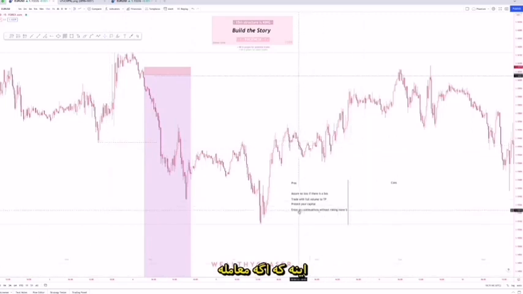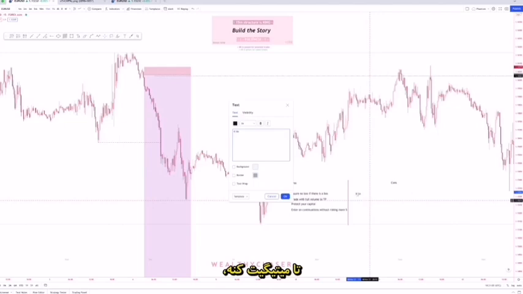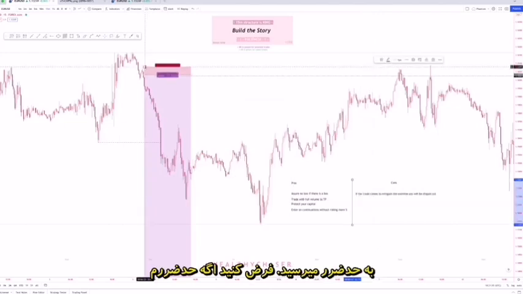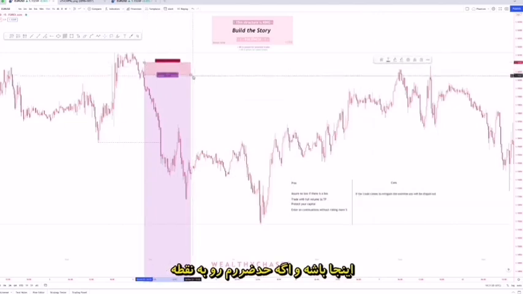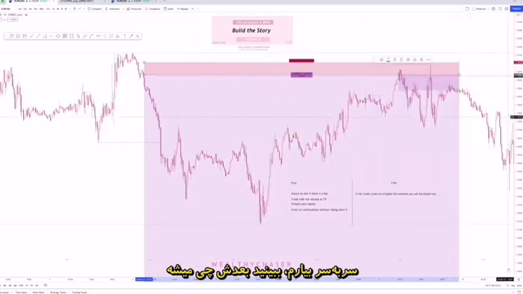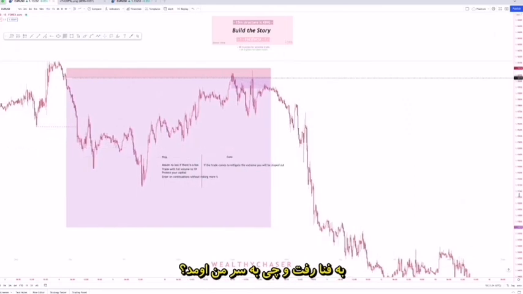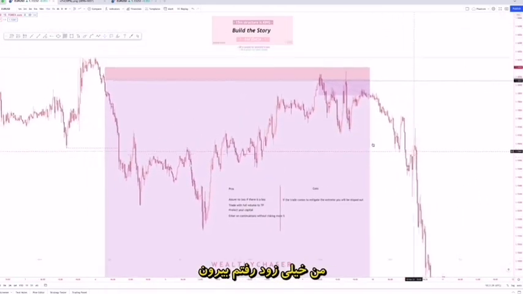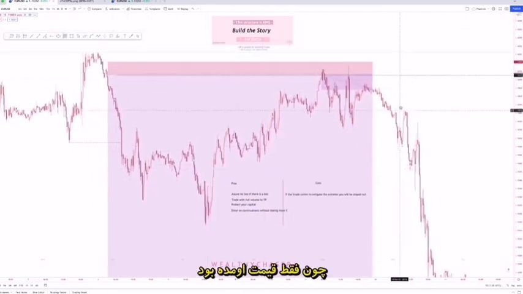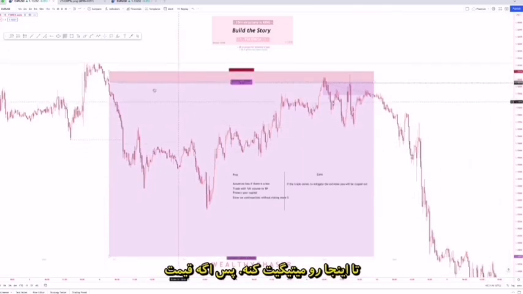Now, the con basically is if the trade comes to mitigate the extreme, you will be stopped out. Just imagine my stop loss is here. If I move my stop loss to break even, look what happened after. So boom, it melted. And what happened to me? Well, I was stopped too early, with the simple fact that price came to mitigate the extreme.